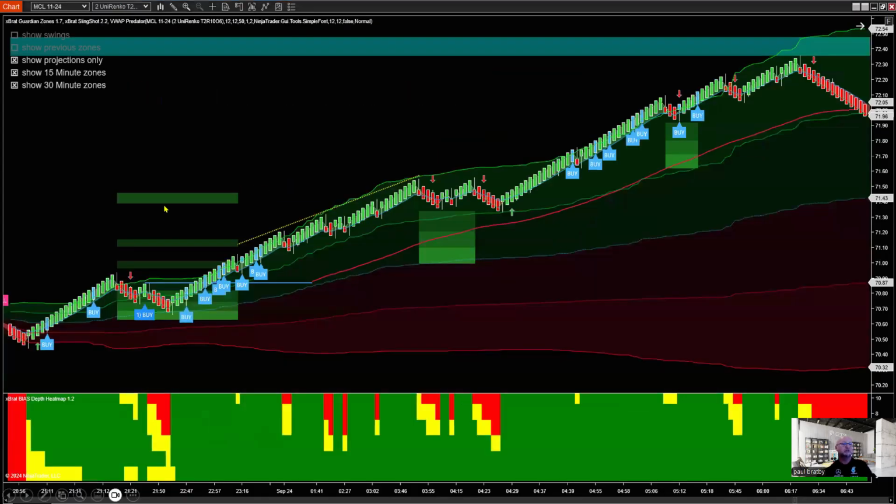Next example. So this is micro oil. Okay, so let's do a micro. This is 2610 on the Unirenko, so it's quite a fast time frame. And this time we have the Slingshot as our catalyst, and then obviously the VWAP Predator to give us those additional contracts. Okay, so first of all, we get a type 1 buy signal at this point here.